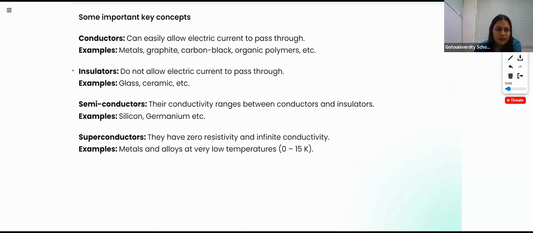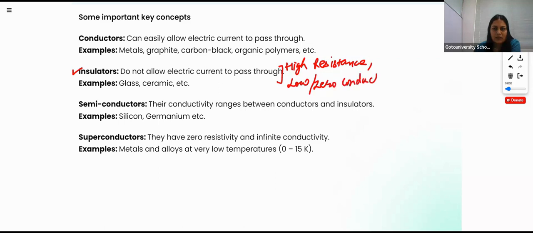The other category is insulators. Insulators are the opposite of conductors. That means they show high resistance to the flow of current, and they show low or zero conductance. Examples of insulators are glass and ceramic. What are semiconductors? Semiconductors are neither conductors nor insulators.